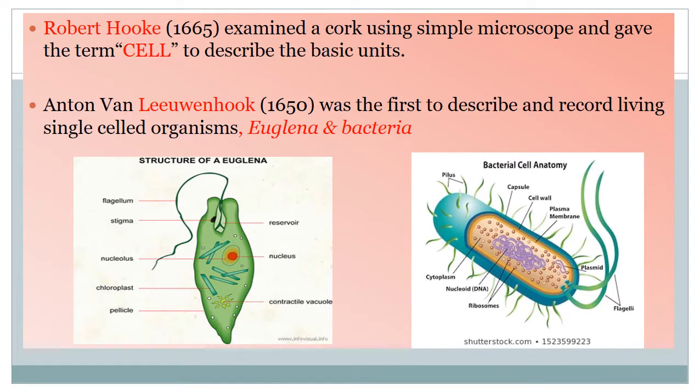Robert Hooke examined a cork using a simple microscope and gave the term cell to describe the basic units. While Anton Leeuwenhoek was the first to describe and record living single-celled organisms, euglena and the bacteria. On the left side you see the structure of a euglena. This is a protist, and it has a well-organized nucleus here containing the genetic material. They have the chloroplast, and it doesn't have a cell wall, but it has what is called a pellicle.